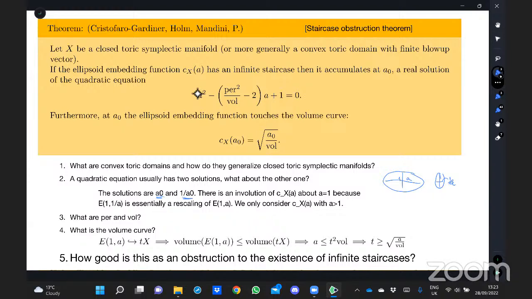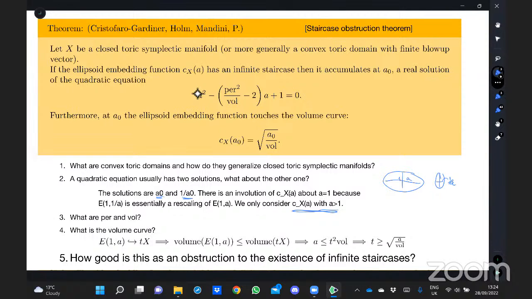And so this function has an involution, A to 1 over A, where you get the exact same graph on one side and on the other around A equals 1, just compressed on one side and more extended on the other side. So for that reason, we just look at the function for A bigger than 1, because it's just a repeat on the other side and it looks much smaller.